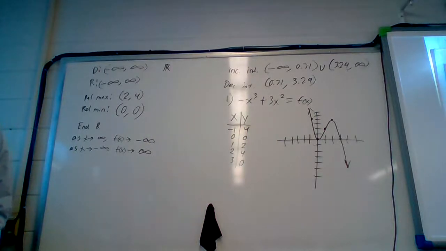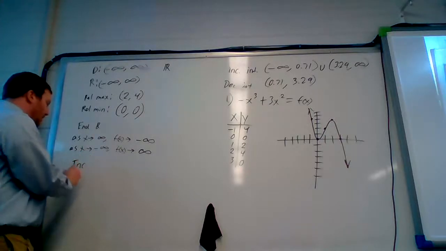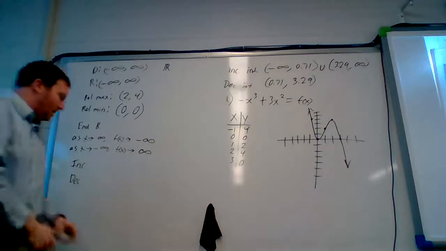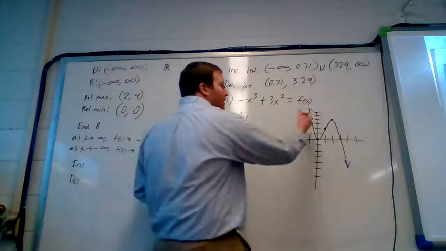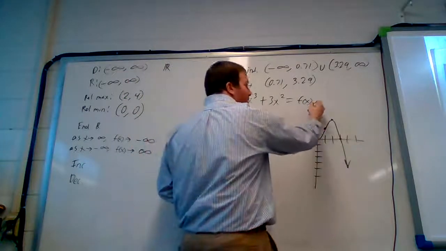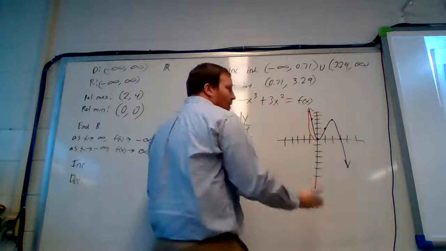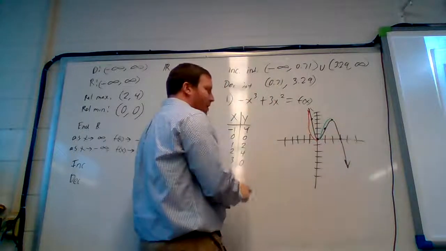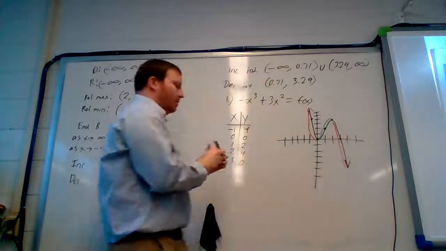And then the last thing is our intervals. So we want to know where we're increasing, and we want to know where we're decreasing. So I'm going to do decreasing in red, increasing in green. So we're decreasing as we move from left to right and we go down. So we're decreasing all the way to this minimum. Then we start increasing up to our maximum, and then we start decreasing again from there on out.